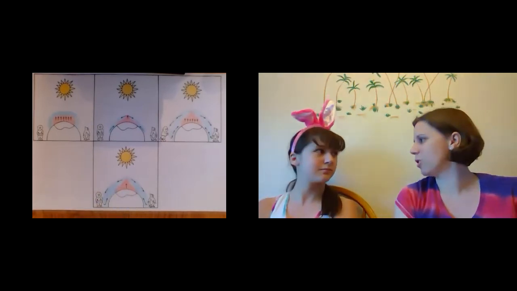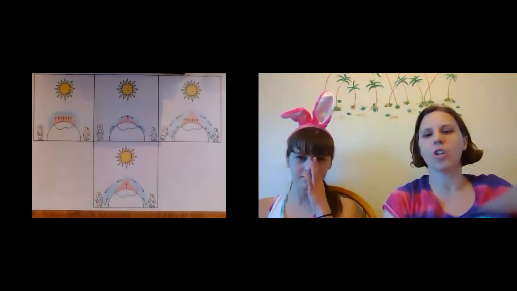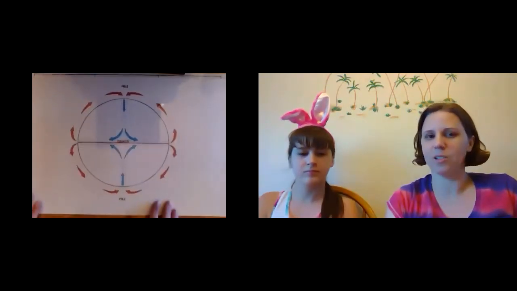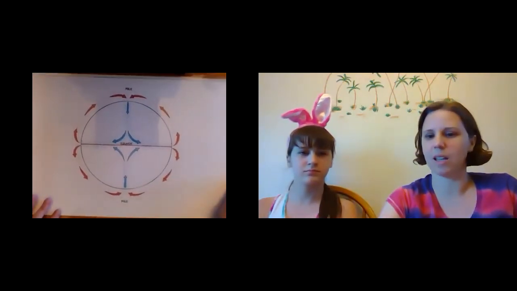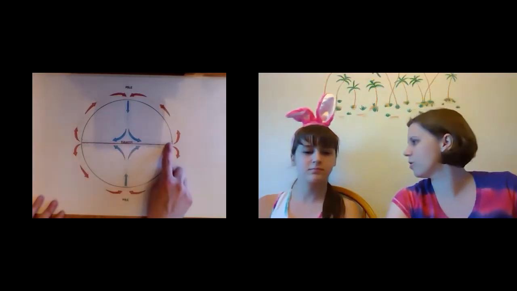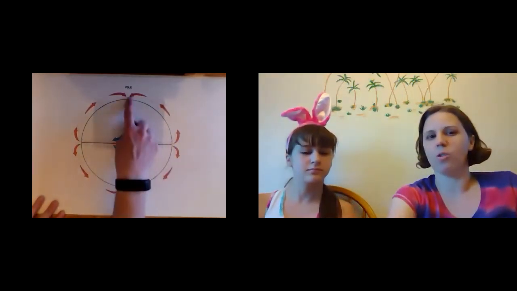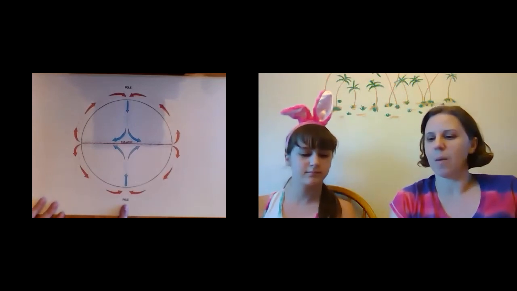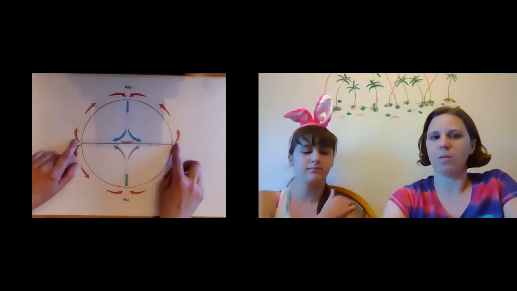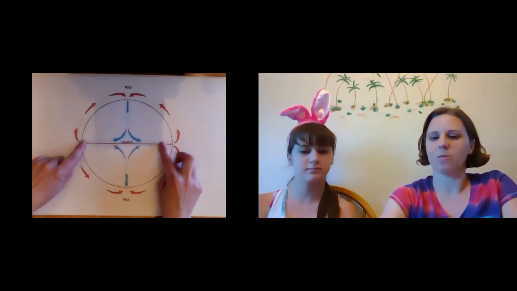Now I want to show you one more chart while we're here. This chart brings the Earth back into the shape we're used to seeing it, like on the globe. The equator goes across here horizontally. The North Pole is at the top and the South Pole is at the bottom. So what we can see happening here is the air at the equator is getting hot and it's rising.